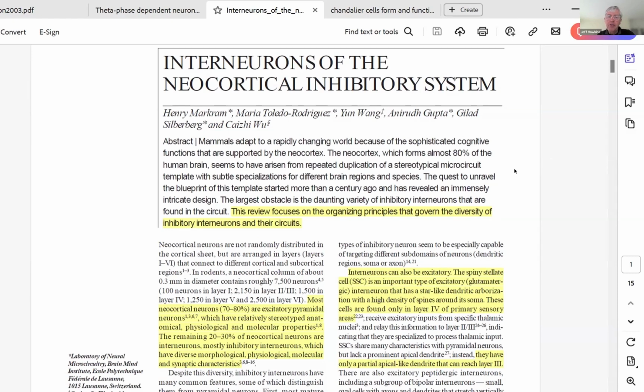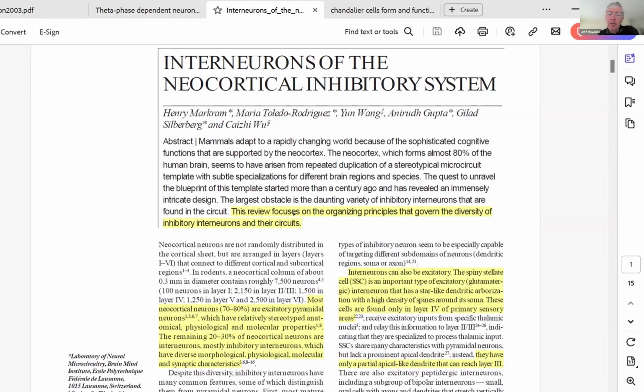The title itself is interesting because it says interneurons of the neocortical inhibitory system. So they're making the distinction. They're gonna leave out spiny stellate cells because they're only going to talk about inhibitory cells. So they already have this. They're dealing with the fact that interneurons is not a good term for inhibitory cells anymore. And then this highlighted line at the end of the abstract says this review focuses on organizing principles that govern the diversity of inhibitory interneurons and their circuits. Again, they'll be mostly leaving out the spiny stellate cells, even though those are interneurons, because they're not inhibitory.